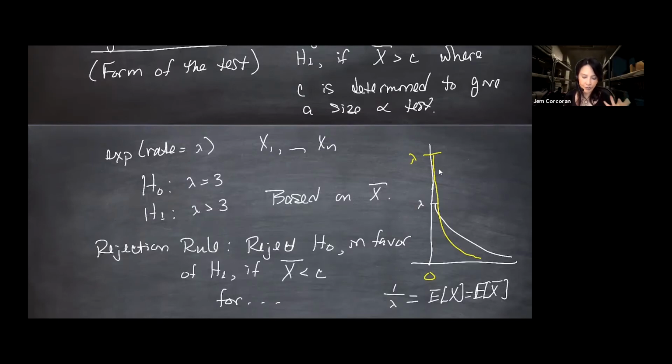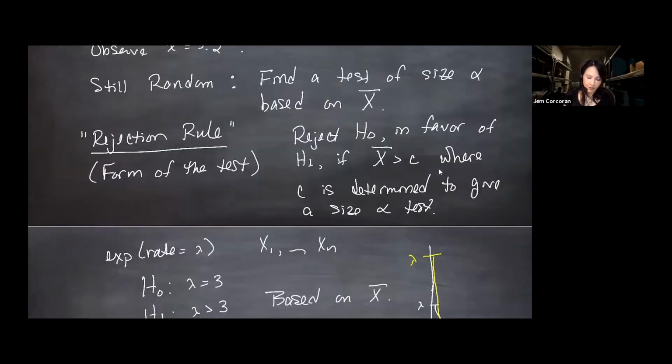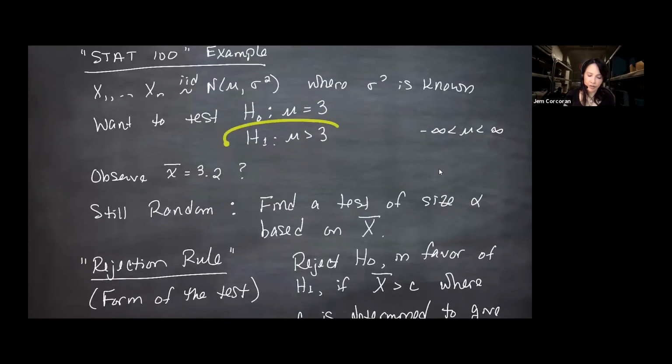So your rejection rule really comes from looking at your statistic and looking at when the alternative is true and then trying to relate those, but it's not always a simple, oh, this is greater than, so my rejection rule is going to be greater than.